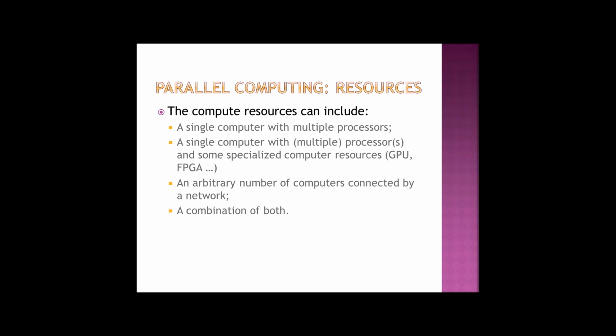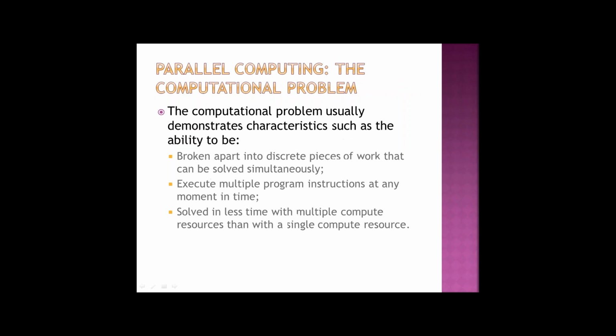That is, n number of computers, or two or three computers, that are connected with the network. That is, we can share the data among these computers that are connected by the network. Then a combination of both. A combination of both means there are multiple processors and also a number of computers that are connected with each other. Then parallel computing.